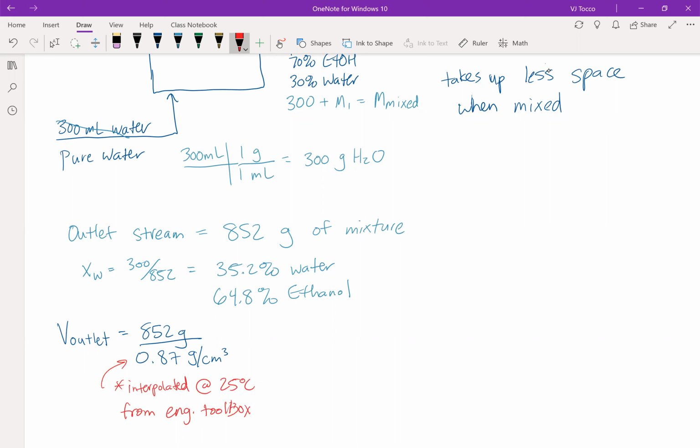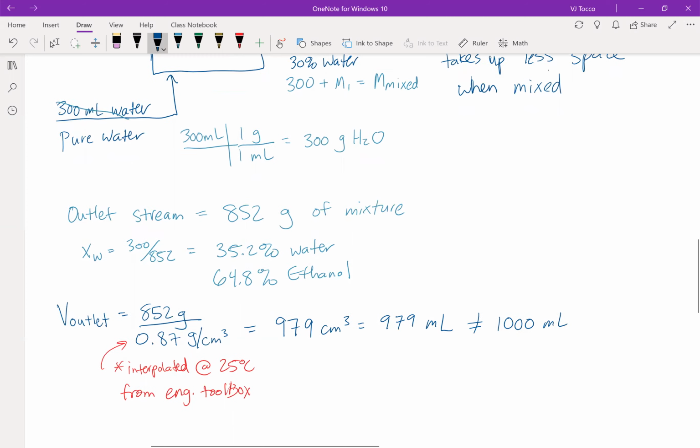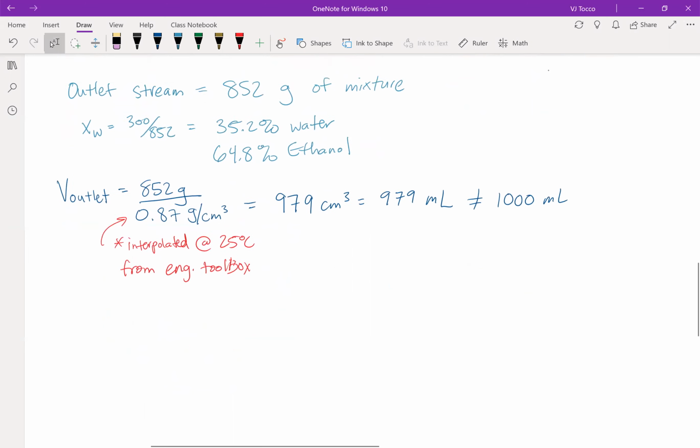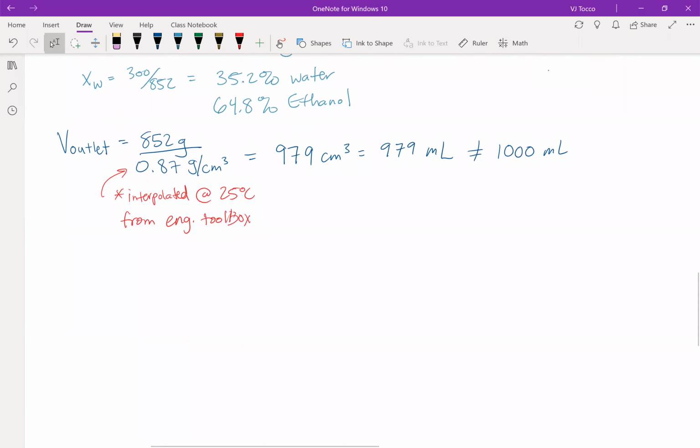And the answer here is 979 centimeters cubed, which is equal to 979 milliliters. So you can see that this answer is not equal to the intuitive answer of 1,000 milliliters. And why is that? I explained before, it's because of the way the molecules interact. But importantly, I want to introduce the property of an excess property.